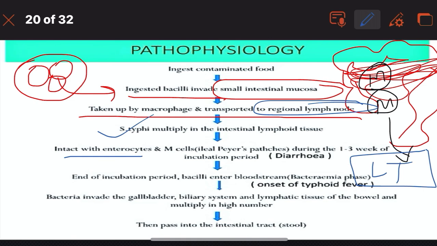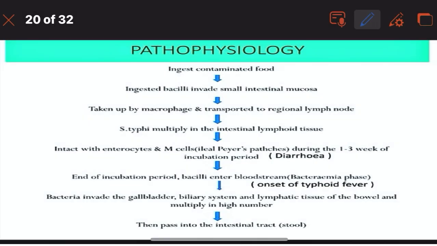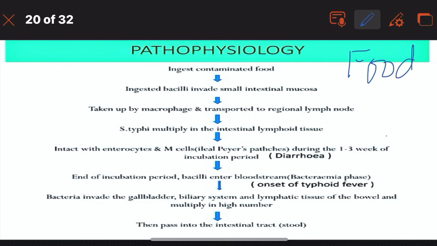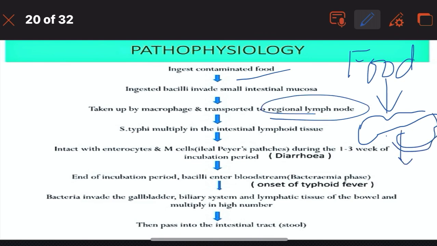So we will just put it here in the diagram format. First the food is ingested by the person, and then it enters the mucosa, the intestinal mucosa. From the intestinal mucosa, it is transported to the lymph nodes, and they will start multiplying in the lymph nodes. Once they multiply in the lymph node, these antigens move via the help of the M cells.